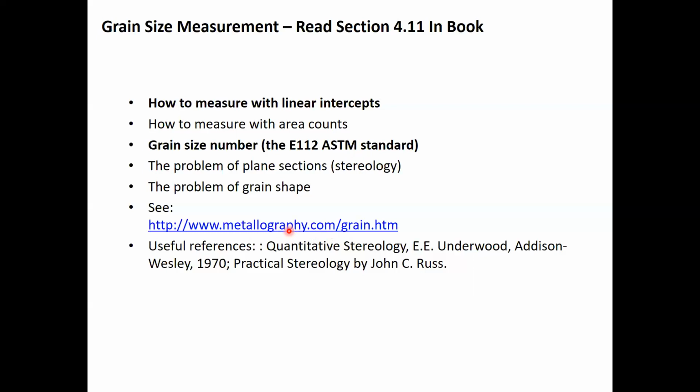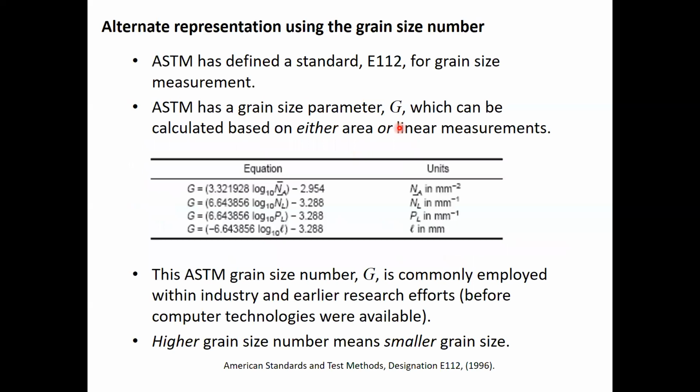Right? So these intercepts give you an idea of the actual size of the grains, but then this grain size number makes it easier to do these comparisons later on. And this standard is called E1112. It can be based either on area or on the linear measurements, and we are focusing on the linear measurement.